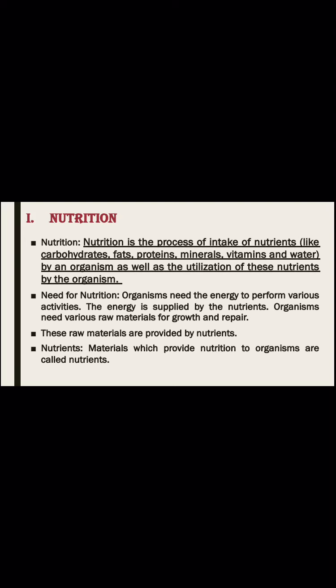Nutrients could be of two types: macronutrients or micronutrients. Macronutrients such as proteins, carbohydrates, and lipids come in the macronutrient category. The micronutrients are the minerals and the vitamins. Hopefully you have understood the definition of nutrition and nutrients, and why the process of nutrition is necessary in order to get energy and perform all the basic activities.